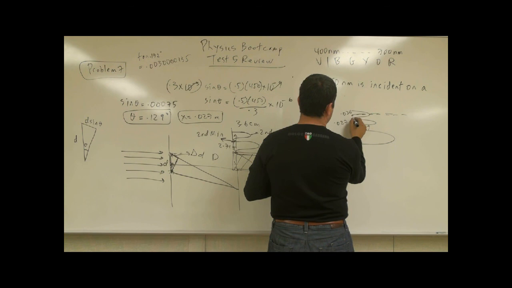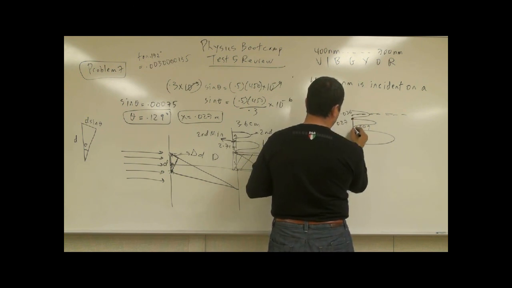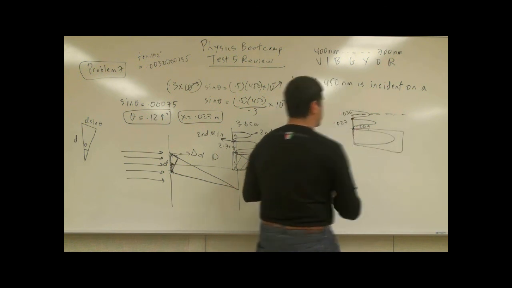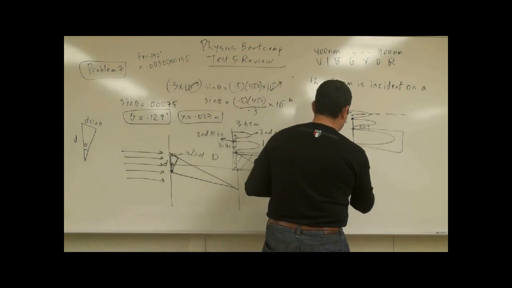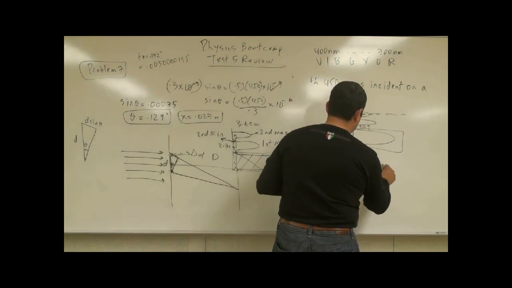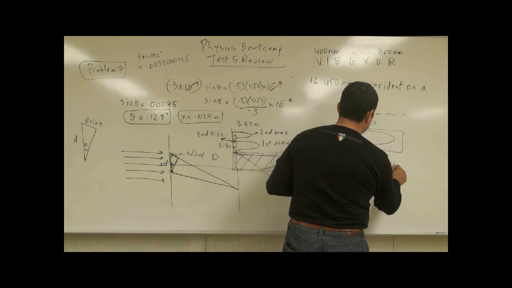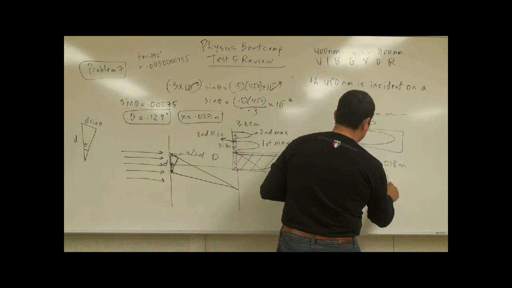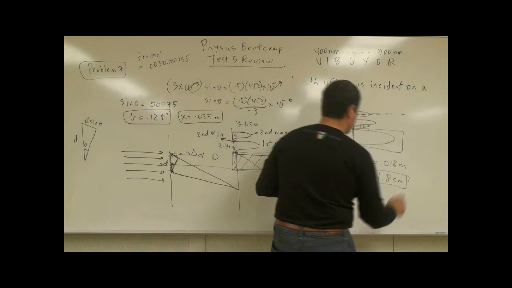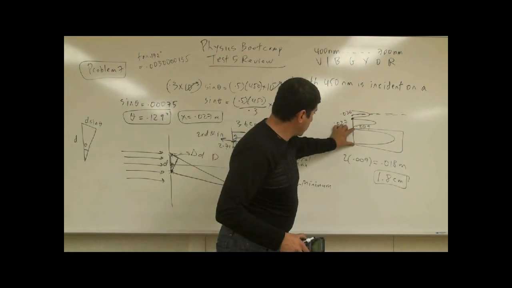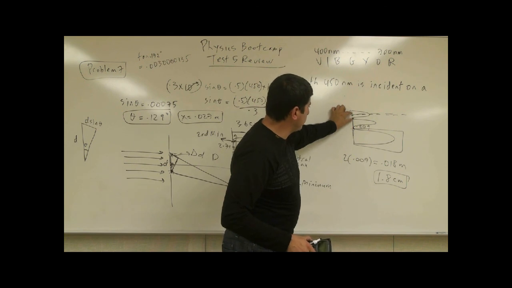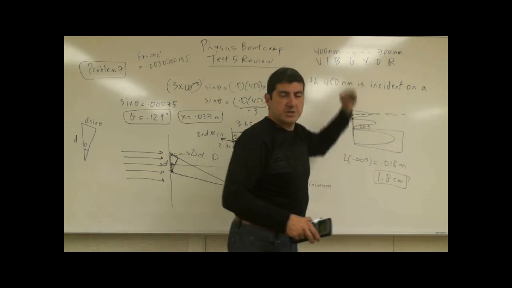And the second minimum is 0.027. This one is 0.009. So what's going to be the thickness of the central maximum? Double 0.009. 2 times 0.009 is 0.018 meters, which is 1.8 centimeters. Okay, so the central maximum is going to be the thickest, 1.8 centimeters. The thickness of the next one is going to be a little bit less, a little bit less, a little bit less, and so on and so forth.